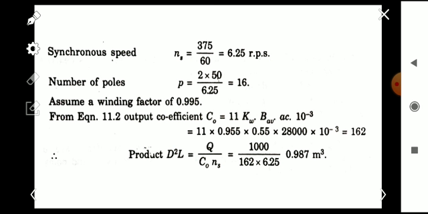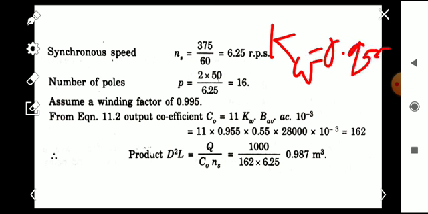Because the value is not given, we can assume a value of winding factor near to 1. Here it is given as 0.955. Normally we will be taking the value of winding factor KW as 0.955 if it is not given in the question. Of course, in the equation itself they have used 0.95, so a small mistake is there.